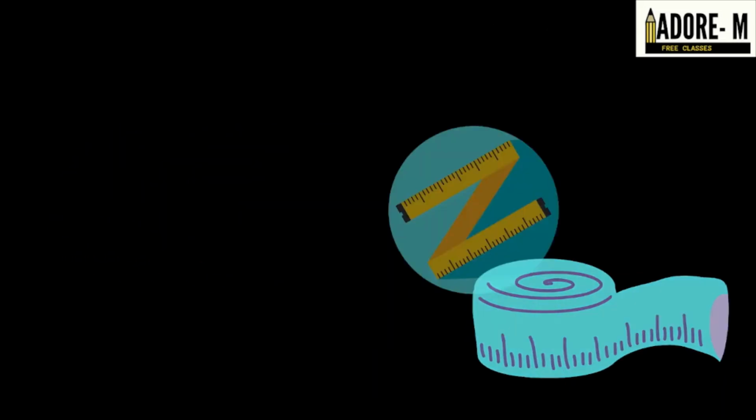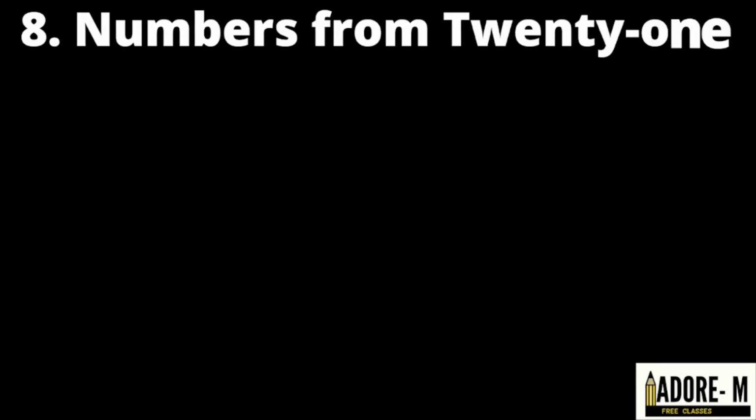Okay, and the next chapter is Numbers. In this chapter we see numbers from 21 to 50. We already saw numbers 1 to 20, and in this chapter we will further learn about numbers from 21 to 50.